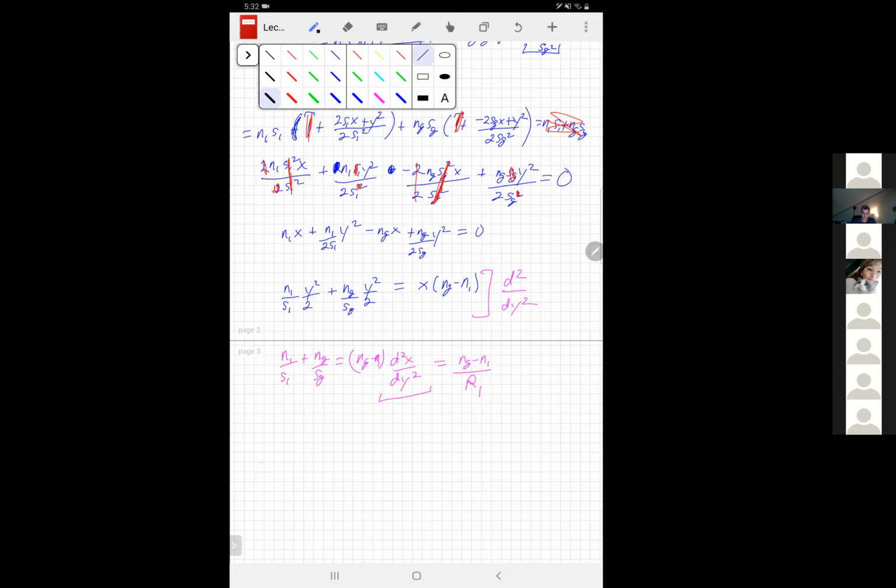Is this not the lens maker's formula? It's half of the lens maker's formula. Oh, okay.